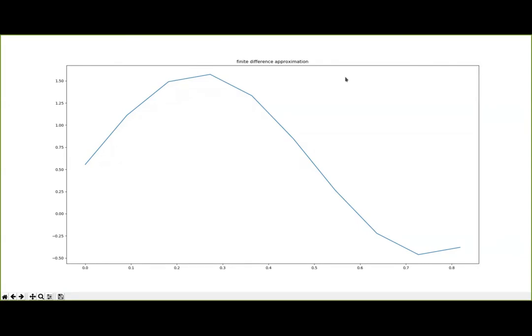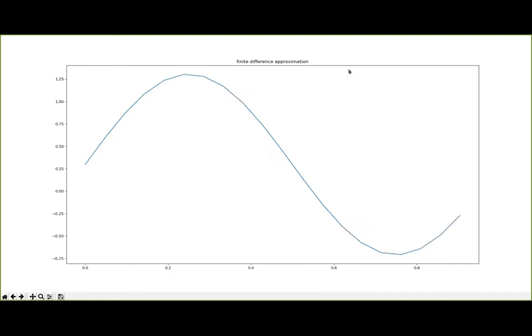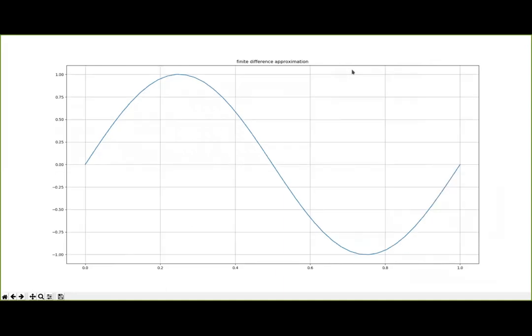So let's increase the number of nodes. Here we've got the discrete solution with double the number of points, n equals 20. And here we see an approximation with 40 interior nodes. And you can tell clearly it converges to the right solution.